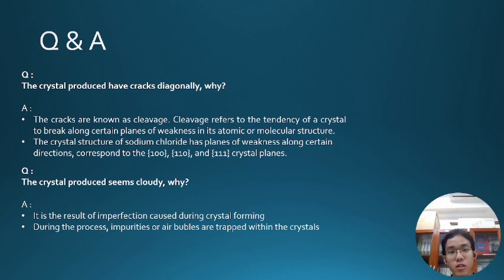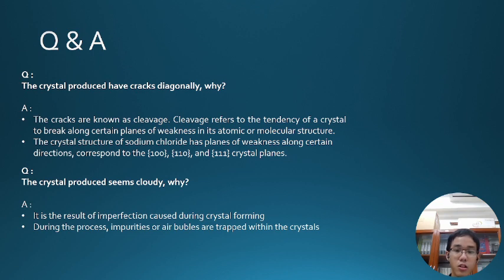Why? The cracks are known as cleavage, and cleavage refers to the tendency of a crystal to break along a certain plane due to the weakness in its atomic or molecular structure. The crystal structure of sodium chloride has planes of weakness along certain directions, such as the 100, 110, and 111 crystal planes. And the fourth question is, the crystal produced seems cloudy.